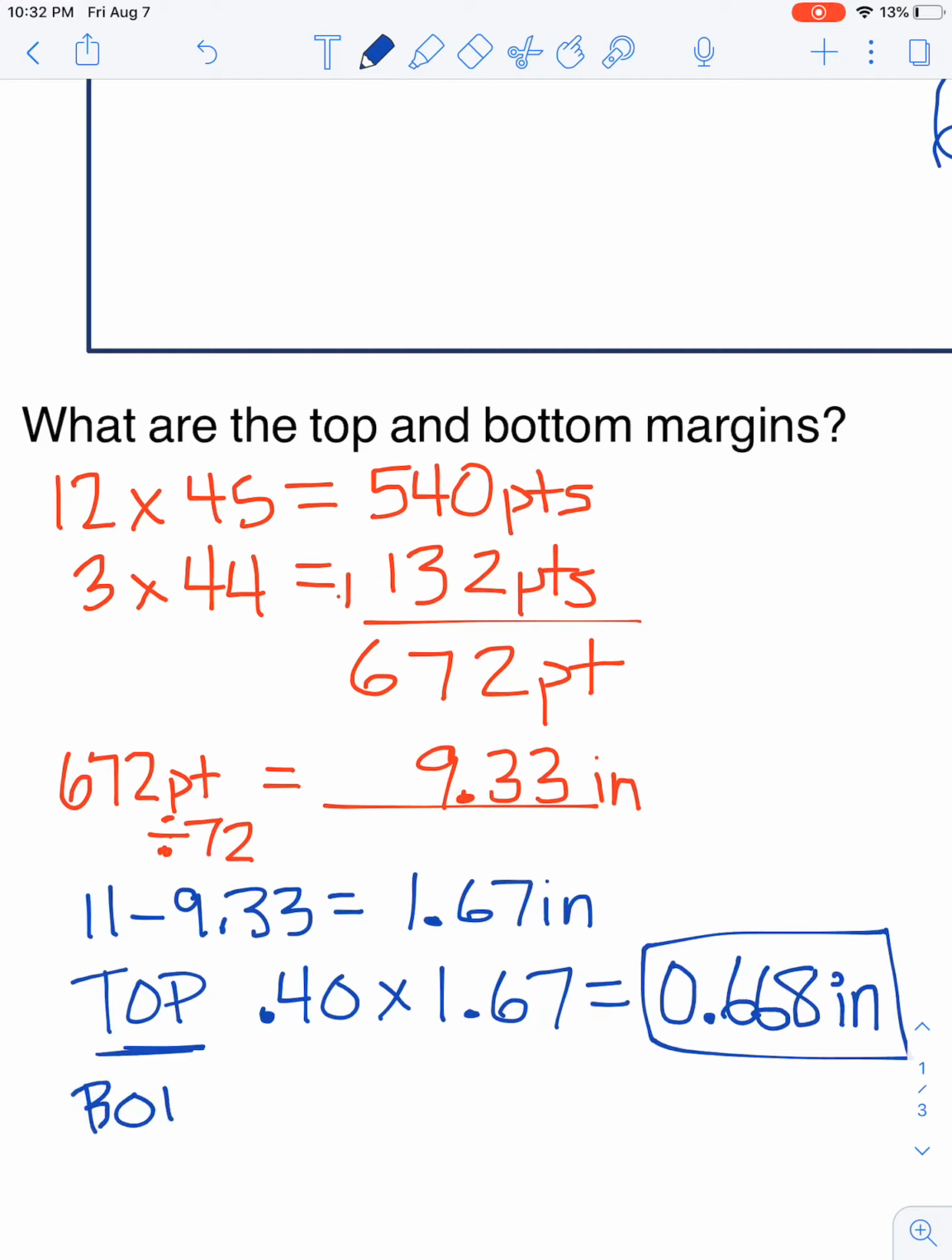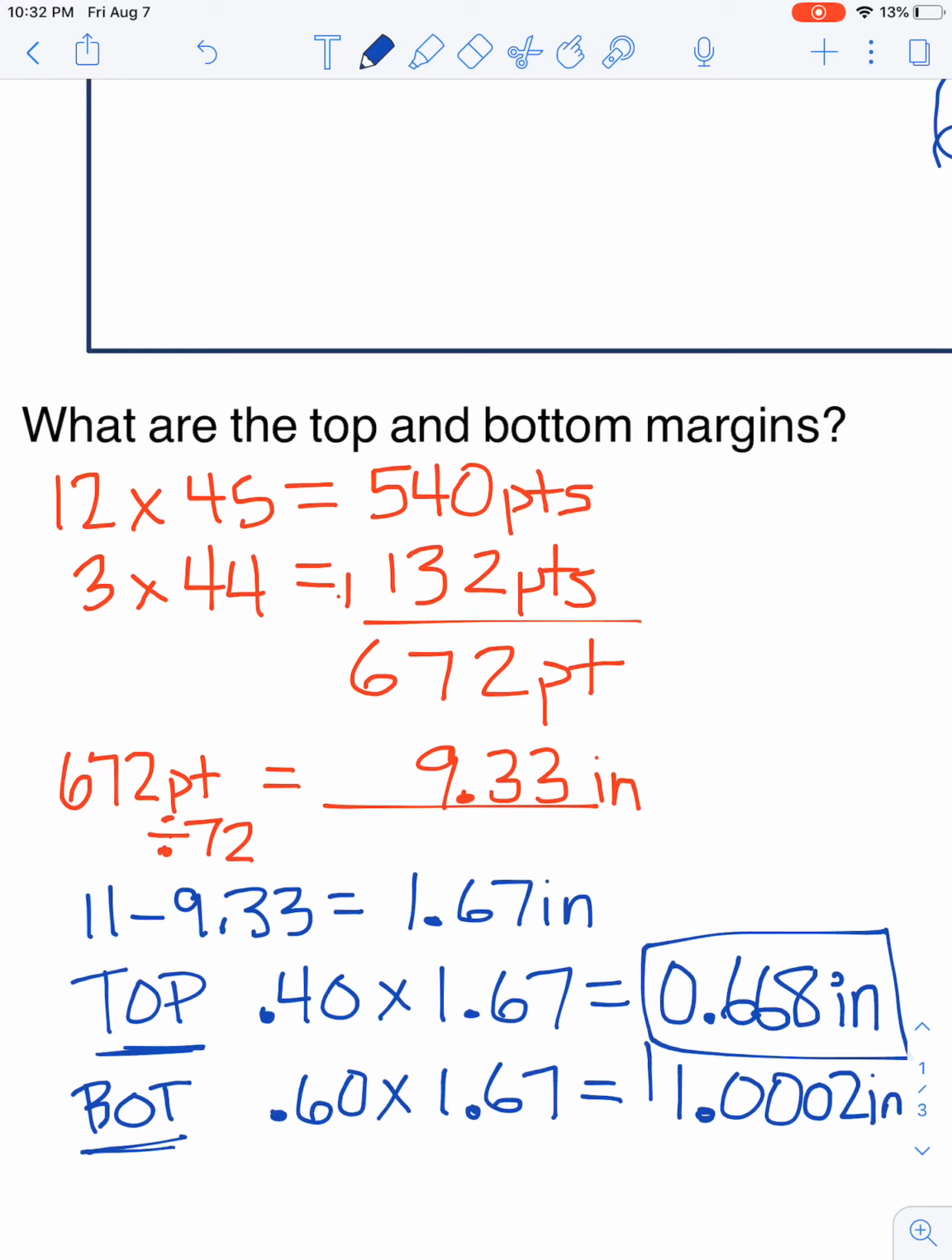The bottom margin: 60% or 0.60 of the unused space would end up at the bottom. And that is 1.002 inches. Oh shoot, I made a boo-boo. Let me erase that. 1.002 inches would end up in the bottom margin.